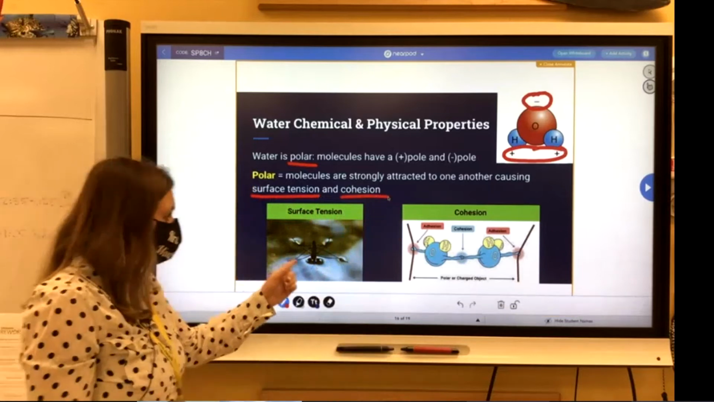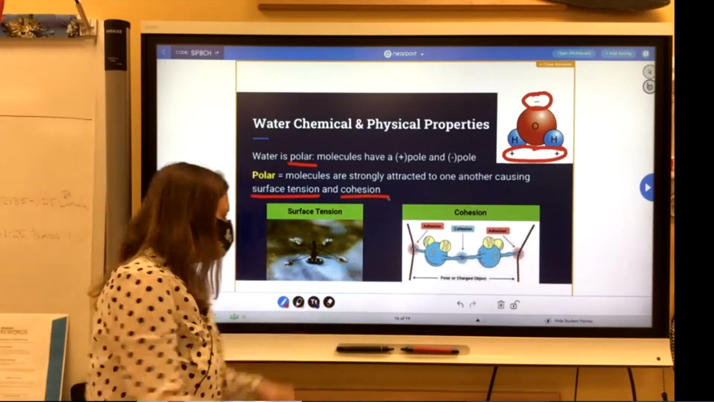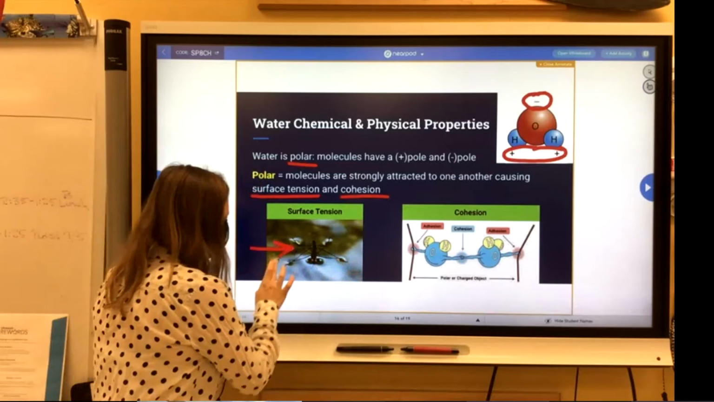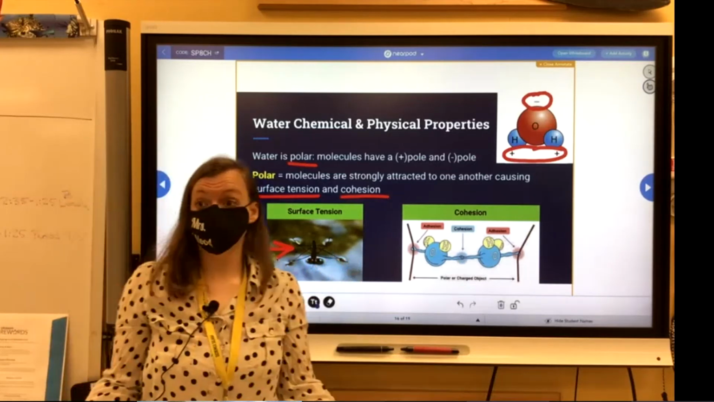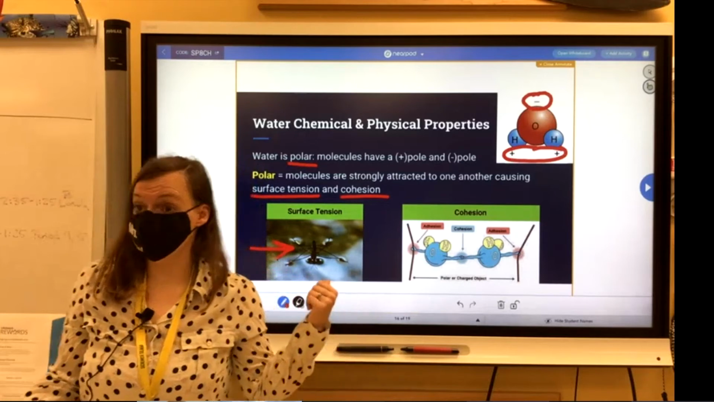So here I've got surface tension. This is a water bug, or a water strider. I apologize. If you've ever been to the outdoor lab, you might have seen these water striders.